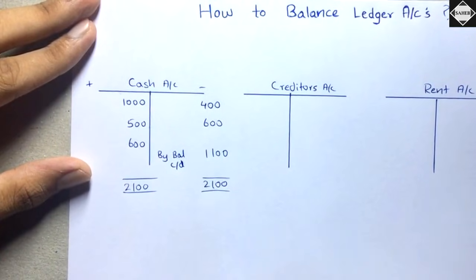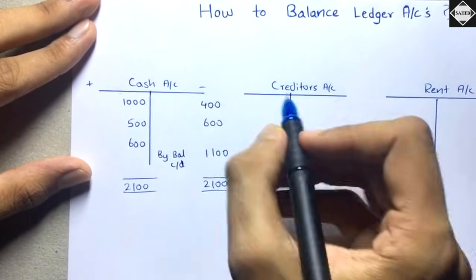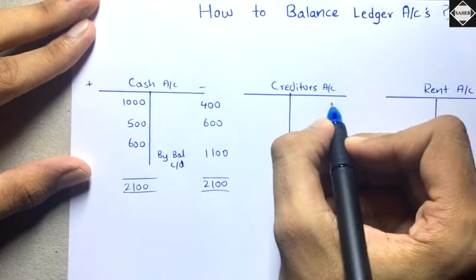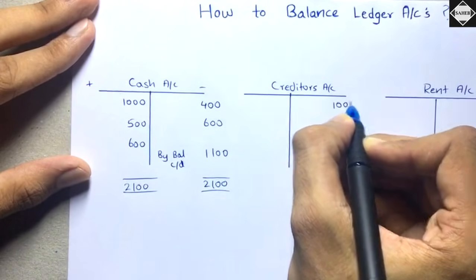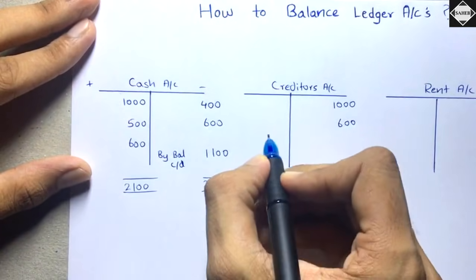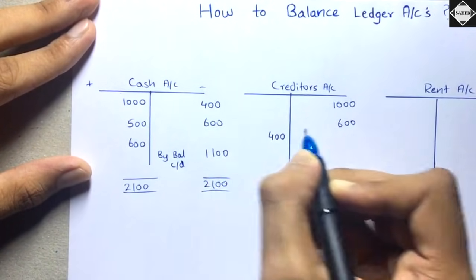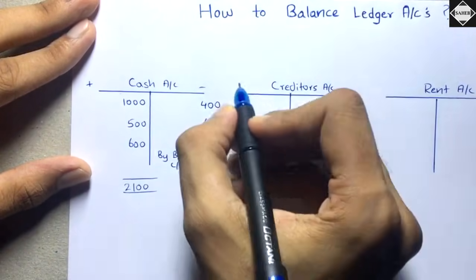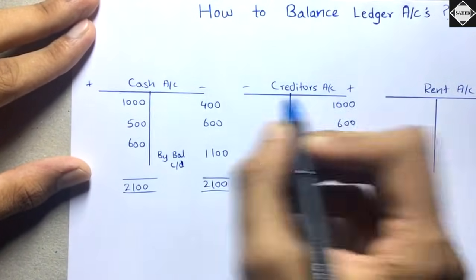Simple as that. Okay, so let's say the creditors account. Let's say a 1000 opening balance was there, just for an example, then 600, and then here let's say 400 you have paid to the creditors, and the liability has been reduced. Because it's like this, right? Minus plus, sorry.